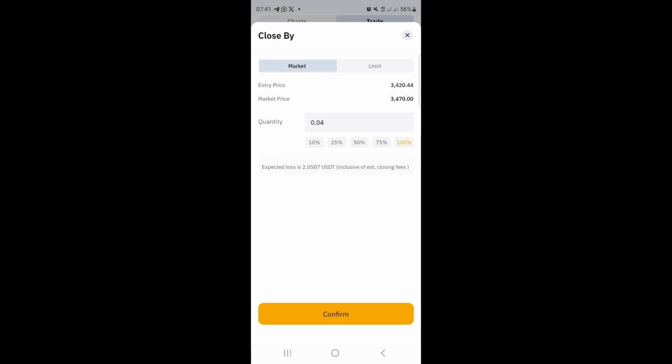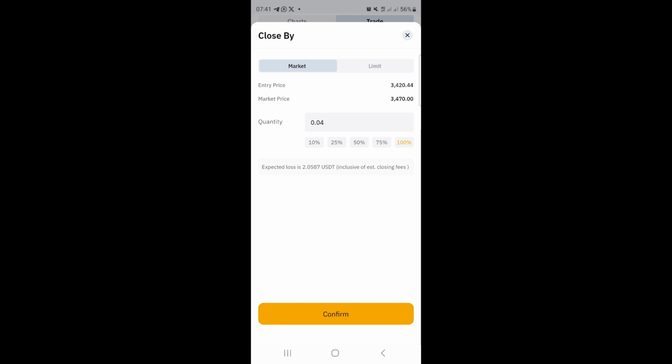Once you click on close buy, you can select, if it's on market, that means you want to close this trade immediately. But you can select the percentage of the trade you want to close. You want to close 10%, 25%, 50%, 75%. You can do that as taking partial profit. You understand? Then you can also close 100%, which means you want to close the trade manually on your own.